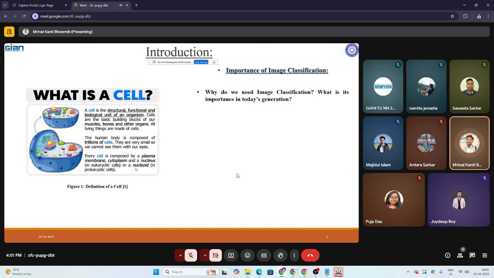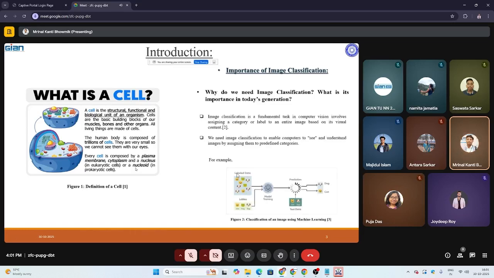So what is the need for image classification? Image classification is a fundamental task in computer vision, which involves assigning a particular category or label to an entire image based on visual content. There are various class levels in an image. If we want to classify each class level in a different way, then we need image classification to enable computers to see and understand images by assigning them to predefined categories.